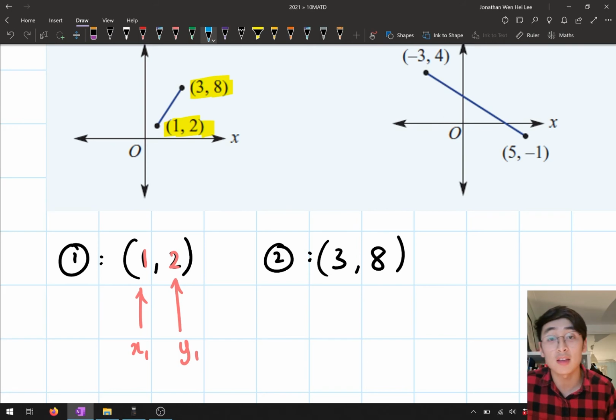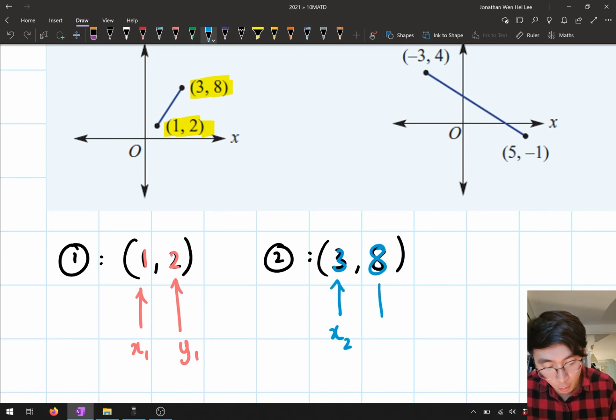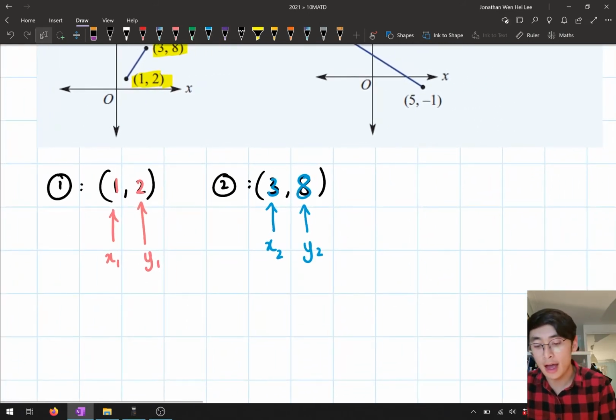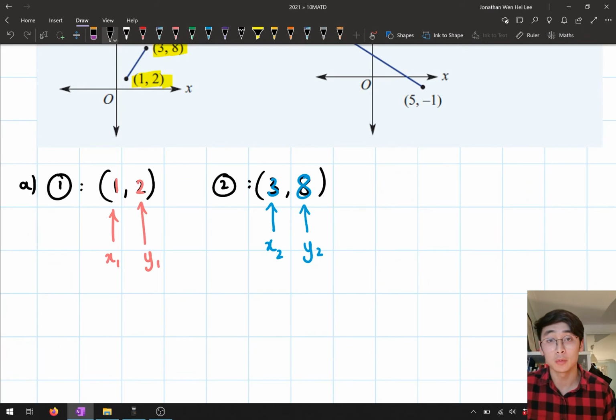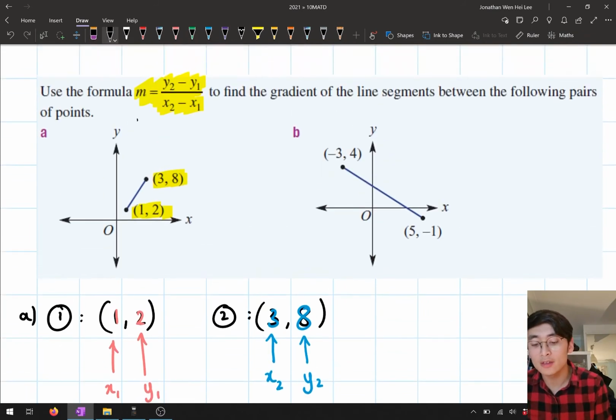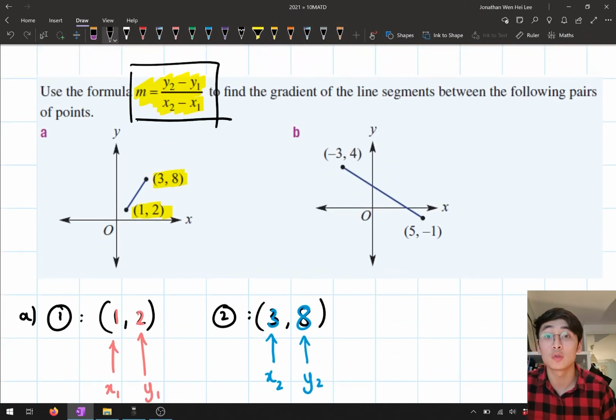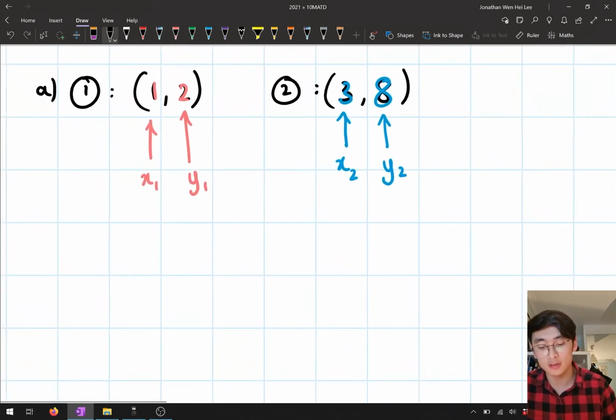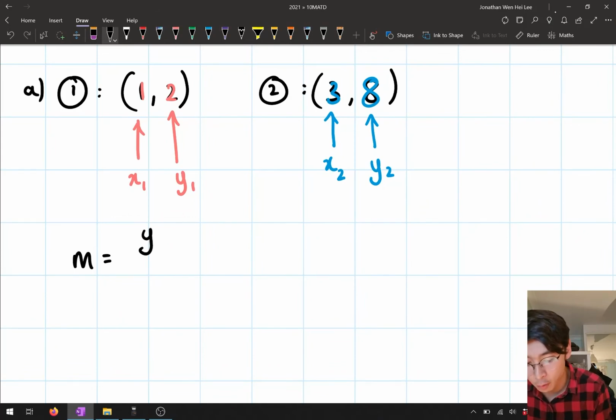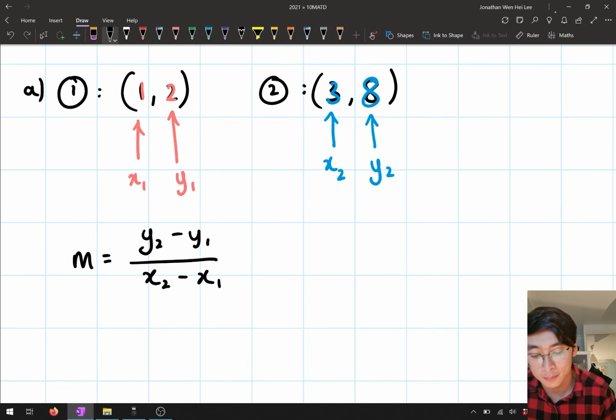I'm going to do the exact same thing, but this time instead of writing x1, y1, we're going to do x2, y2. Here, 3 is the x coordinate, so that's going to be x2, and 8 is my y coordinate, so it's going to be y2. So here we have our 2 points labeled. Once we've done that, we use the formula: m is equal to y2 minus y1 over x2 minus x1. Let's go about using that. I'm just going to write down that formula: y2 minus y1 over x2 minus x1.